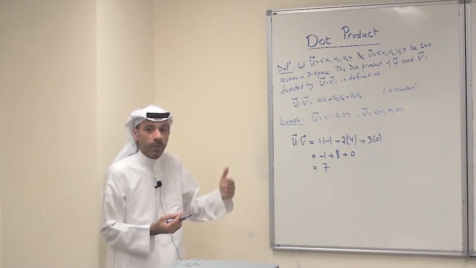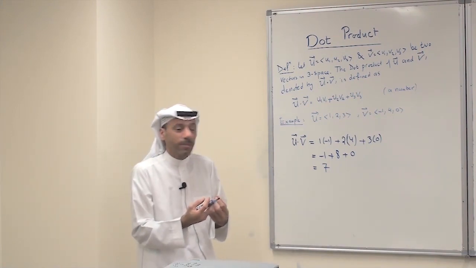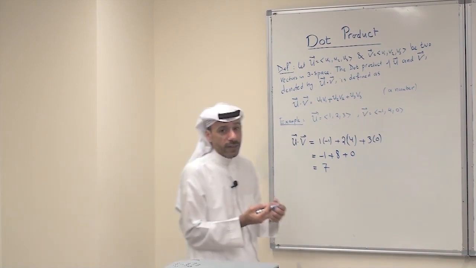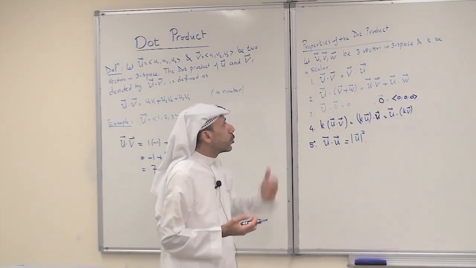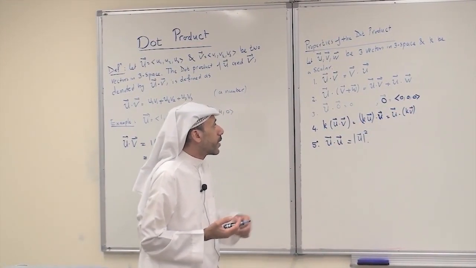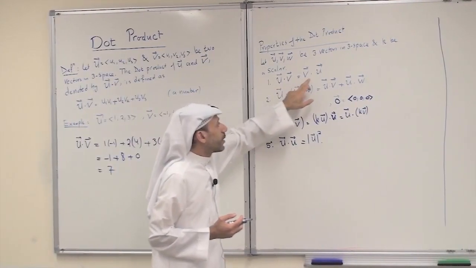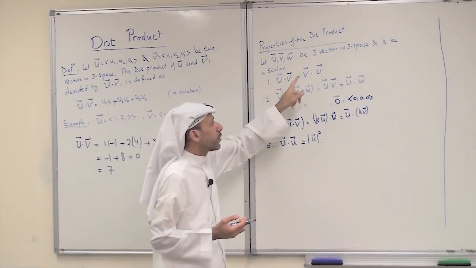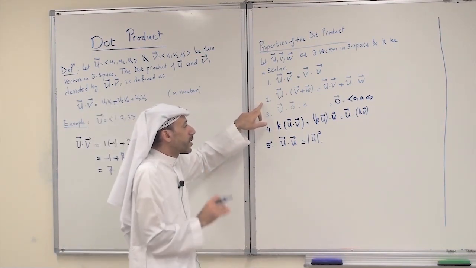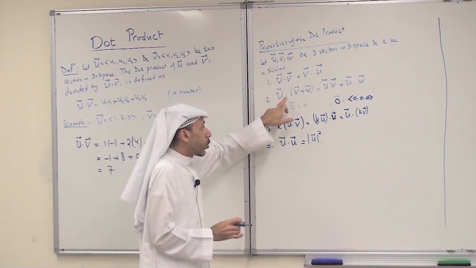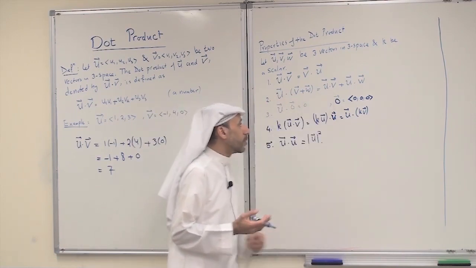Now we discuss some of its properties. In fact, the properties are really similar to the properties of real numbers. Properties of the dot product: let U, V, and W be three vectors in 3-space, and let K be a scalar. The first property: the dot product is commutative. So U dot V equals V dot U. The second property is the distributive property. The dot product distributes over addition: U dot (V plus W) equals U dot V plus U dot W.